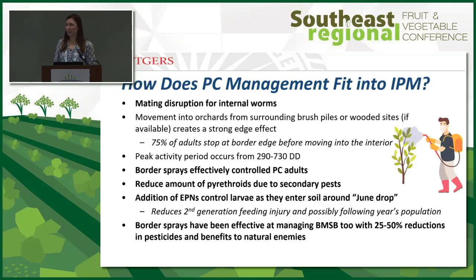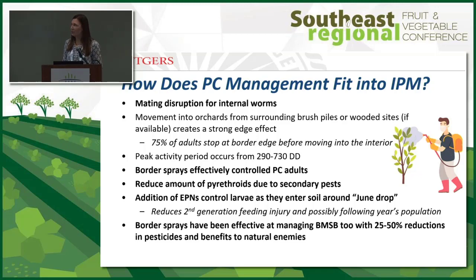So how does plum curculio management fit into IPM? We're still trying to figure it out a little bit. If you have mating disruption for internal worms, it's going to help you. We do have 75% of our adults, at least in New Jersey, that are stopping at the border edge before they move in. The peak activity is occurring between 290 and 730 degree days.